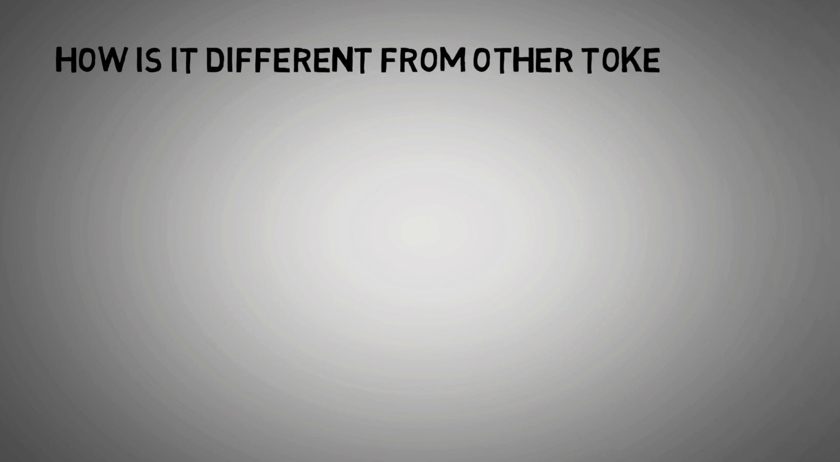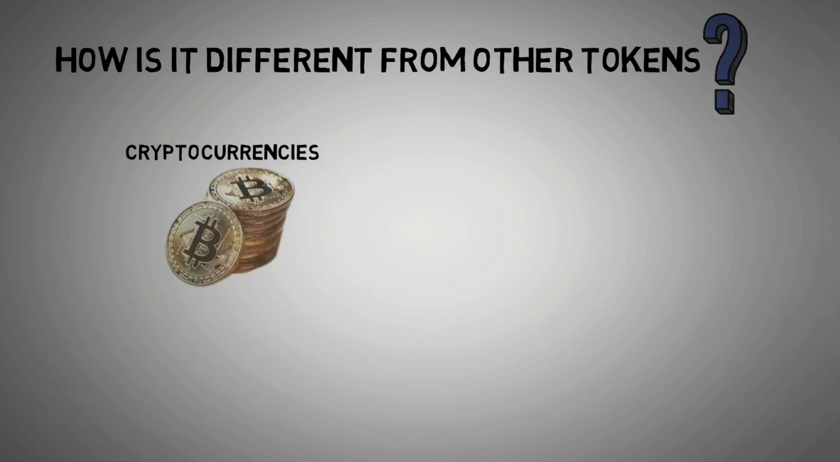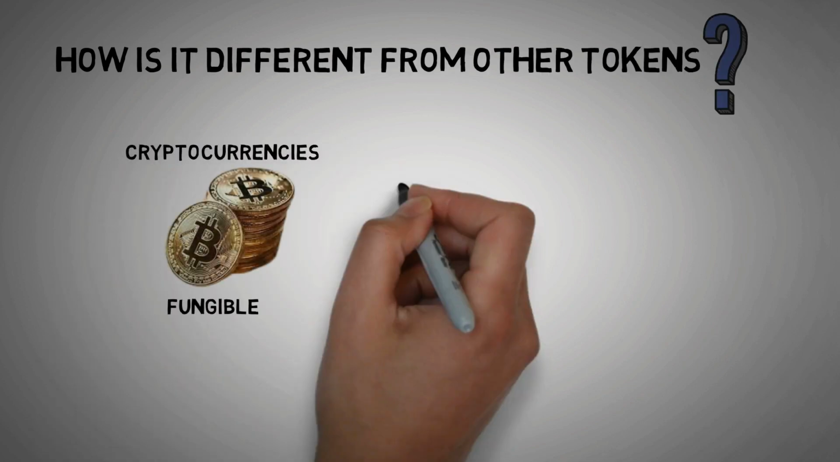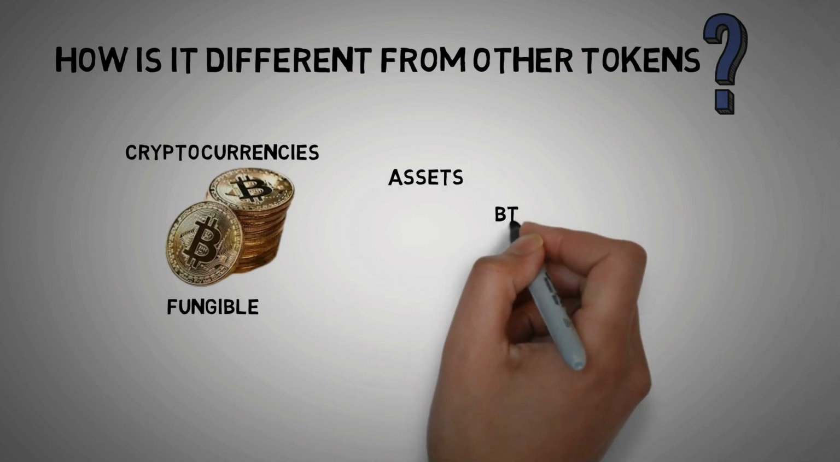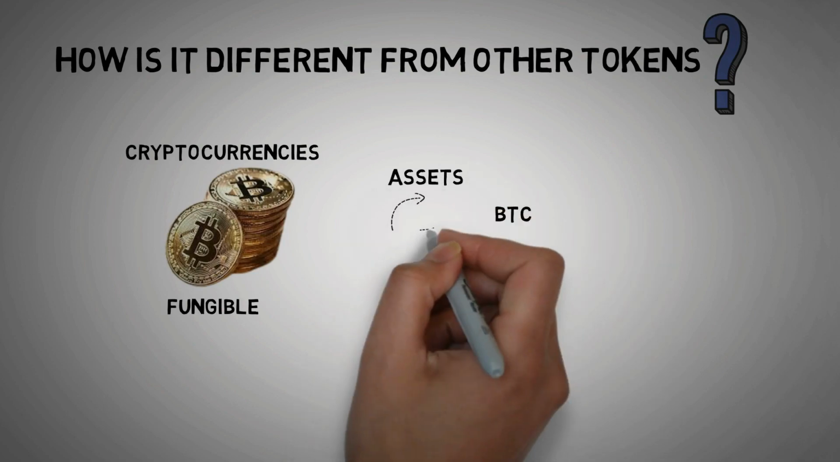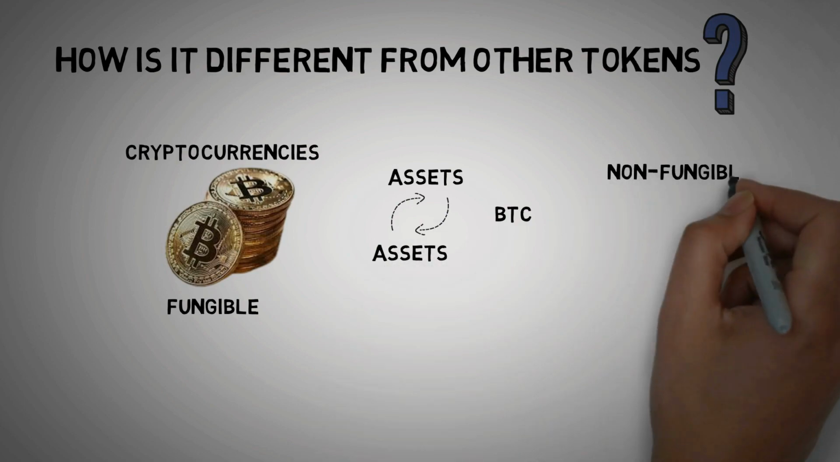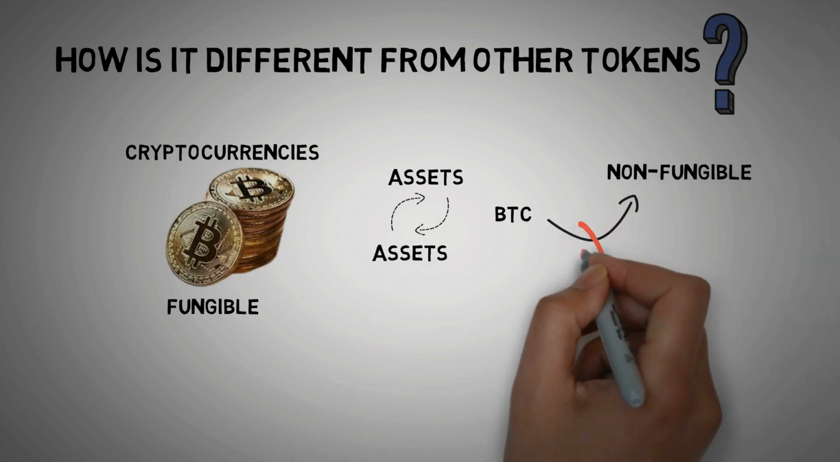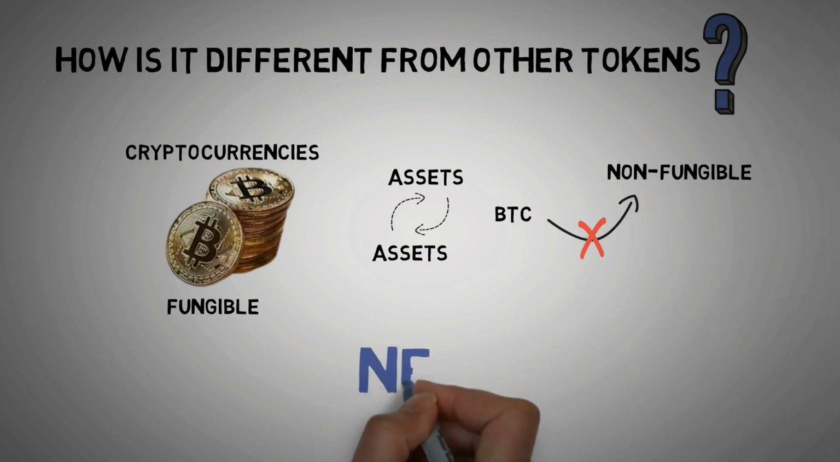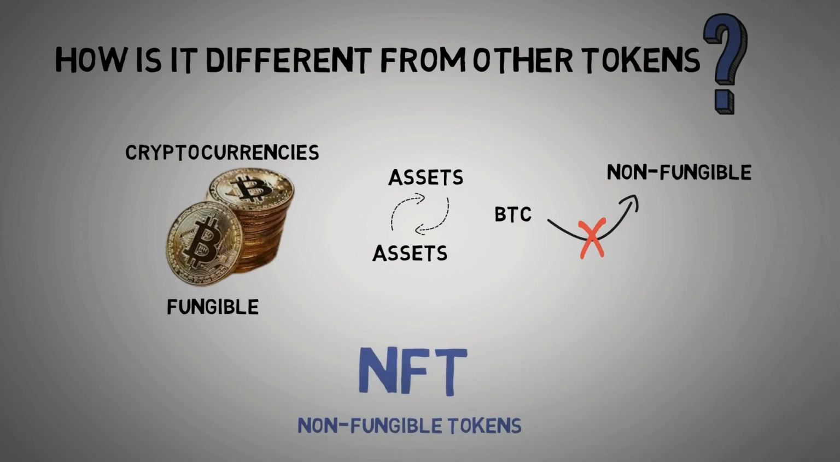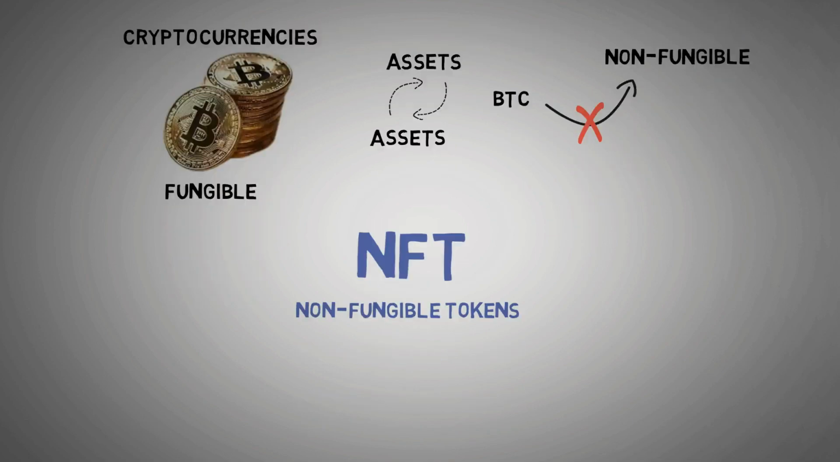How is it different from other tokens? Cryptocurrencies such as Bitcoin are fungible. This means that units of the same type of asset, like BTC, can be used interchangeably or swapped for another unit of the same asset. However, tokens attached to a non-fungible asset did not fit this definition of cryptocurrency and were termed NFT or non-fungible tokens to distinguish them from the fungible coins.